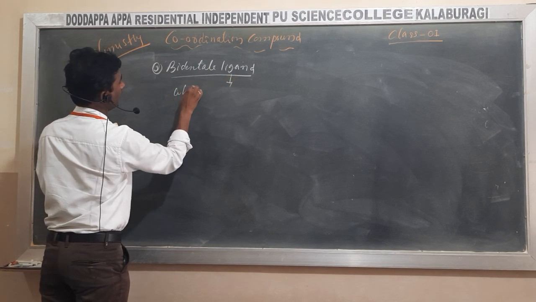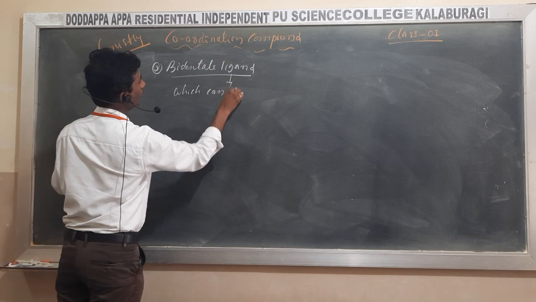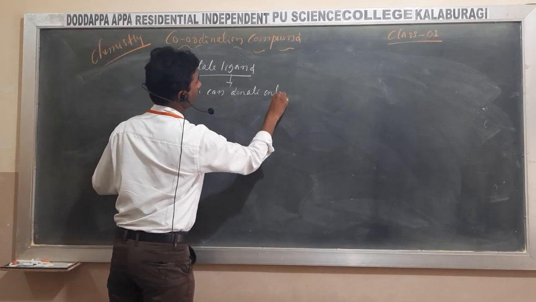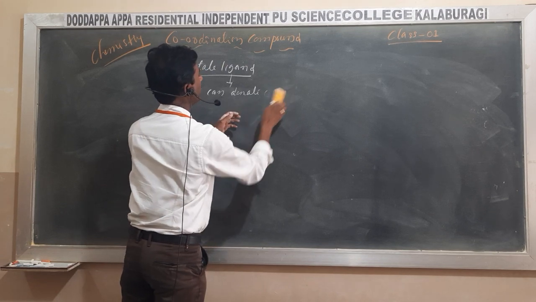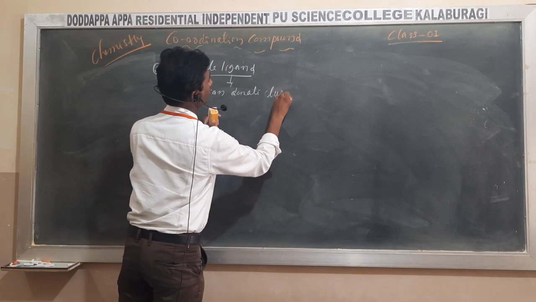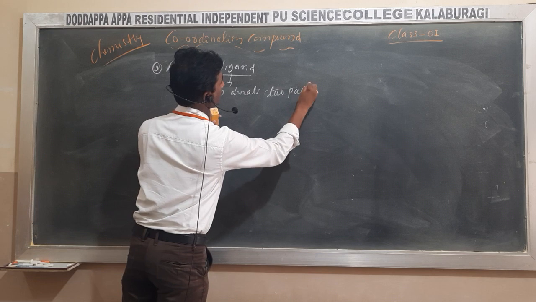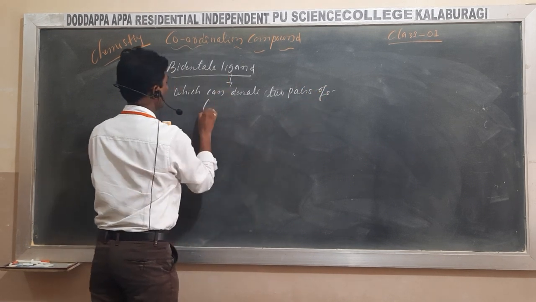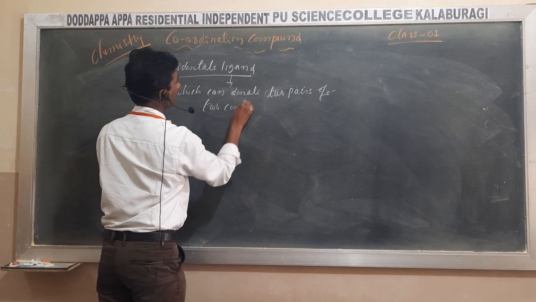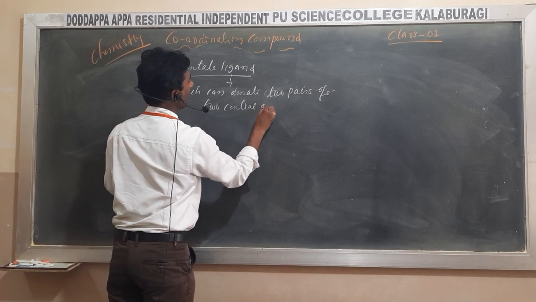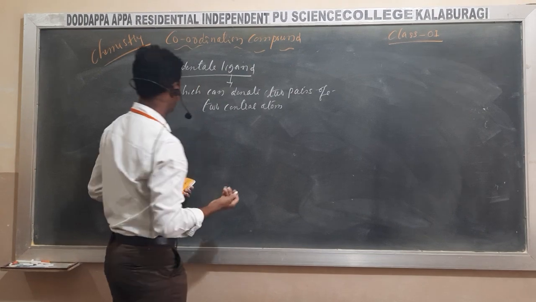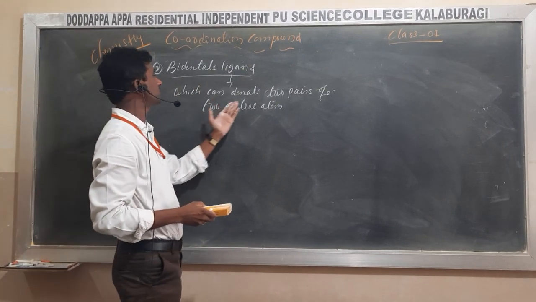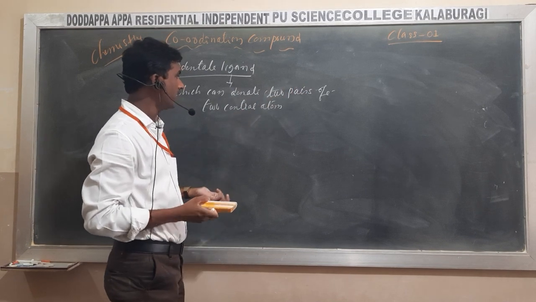Which can donate two pairs of electron to the central atom. So it is called bidentate ligand. In the examination, one more question: what are bidentate ligands? The ligands which can donate two pairs of electron to the central atom.